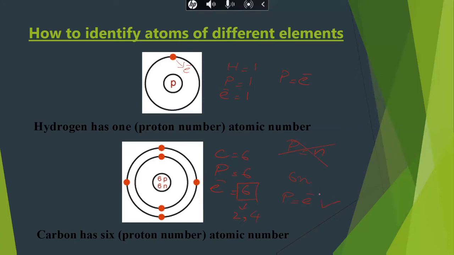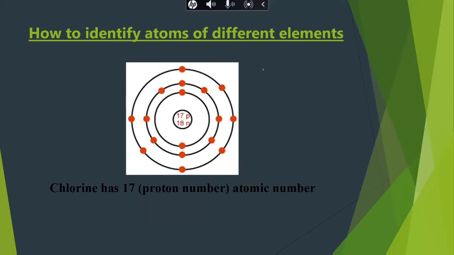Let's see another example: chlorine. Chlorine has proton number 17, which means the number of protons is 17. The number of electrons is also 17. In the first shell, you can see 2 electrons. In the second shell, you can see 8 electrons. How? We will discuss it later. In the third shell, we can see 7 electrons: 1, 2, 3, 4, 5, 6, 7.